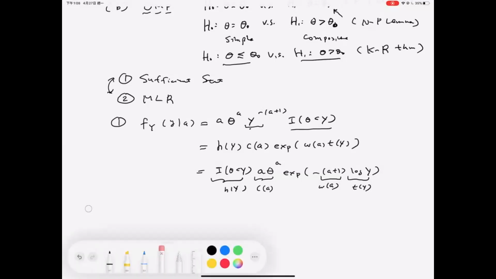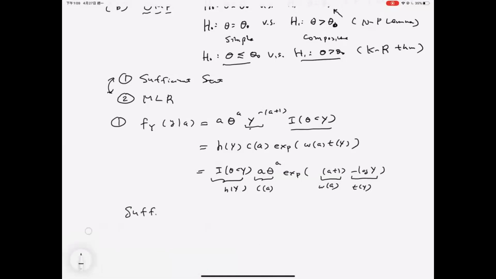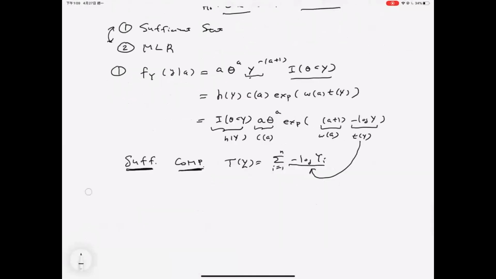So pardon me on that, because I don't know what the answer is. So I purposely wrote down minus log y right here. Then putting this guy as your t y. Okay, so then you write your PDF in terms of exponential family. Then you can directly claim, right? You're not only getting sufficient statistics, but also complete statistics, right? Although you don't need that complete statistics right now by current Neyman theory. The only thing you need to know is the sufficient statistics, say t y right here. Then put down summation i from 1 to n, minus log y i right here, becomes your t x. Okay, good. So that's your sufficient statistic.